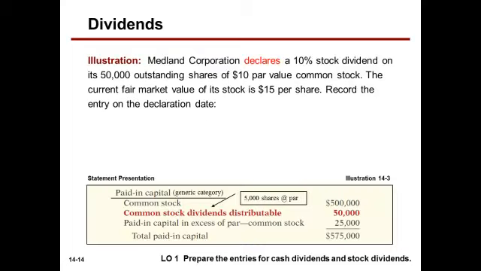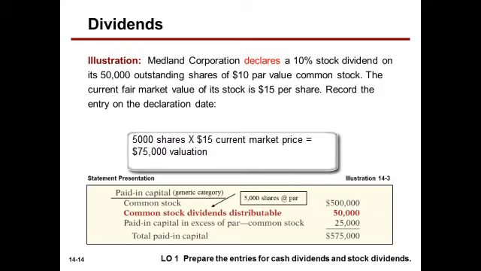Let's take an example. Mellon Corporation declares a 10% stock dividend on its 50,000 current outstanding shares, $10 par value. The current fair market value of the stock is $15 per share. Let's record the entry upon the declaration date of this stock dividend. First, how many shares are involved? Let's take 10% times 50,000 outstanding shares, 5,000 shares. Those are the additional ones that'll be distributed under this stock dividend. So 5,000 shares times what? What's its current market value? $15 a share, so the total value of the stock dividend is $75,000.